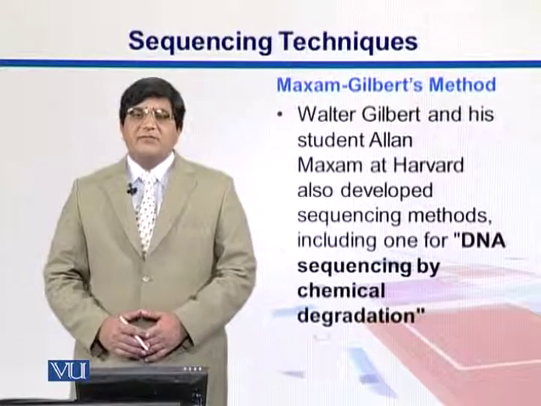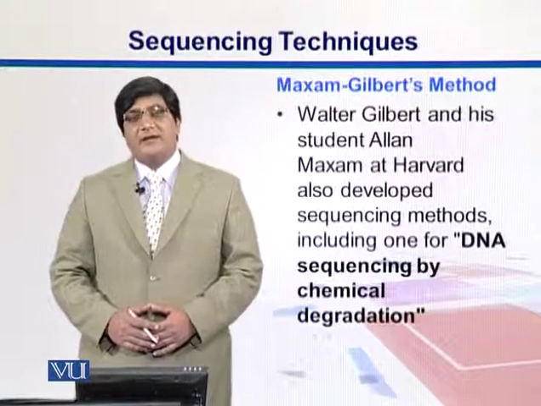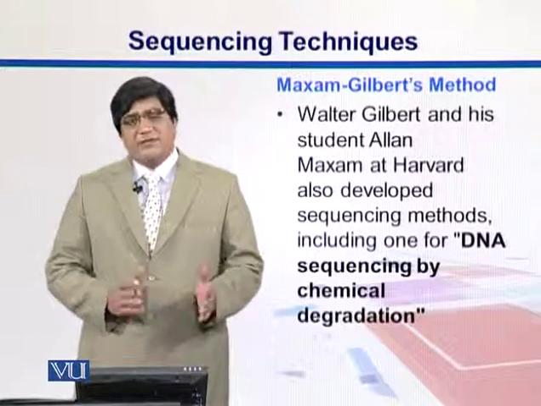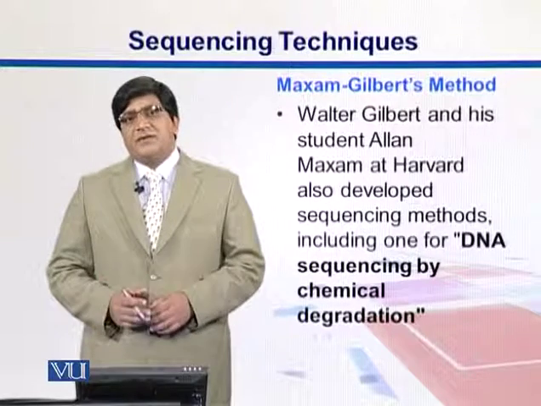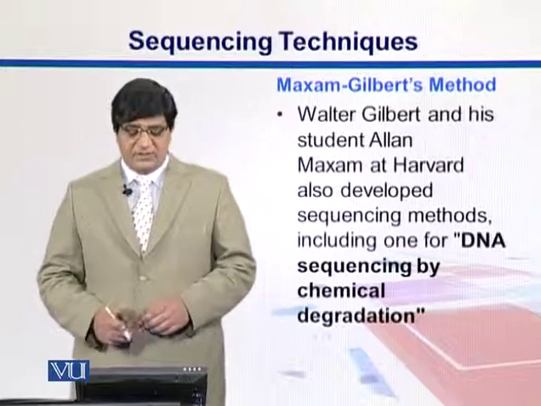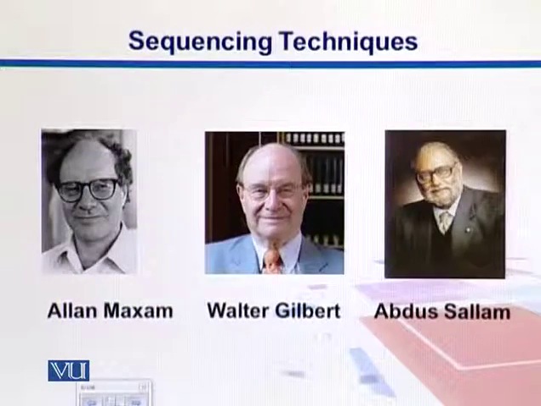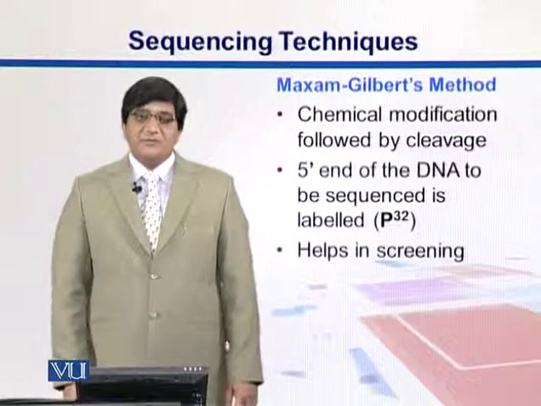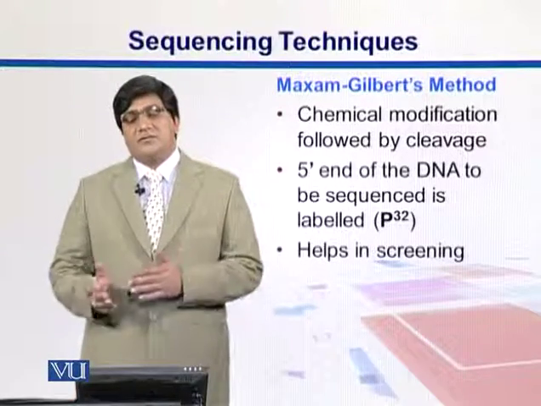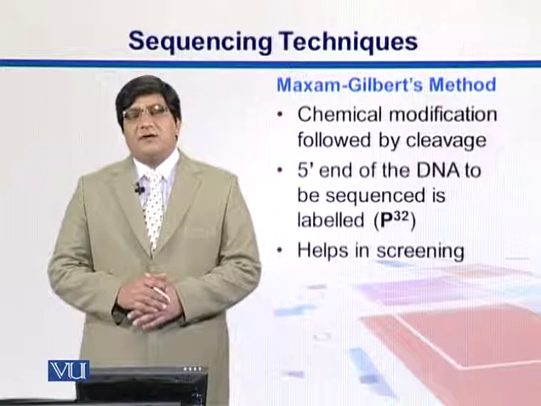Another method of sequencing was presented by Walter Gilbert and his student Alan Maxam while they were at Harvard University, and they have different methods. So one of them which I am presenting today, which became famous, is the DNA sequencing by chemical degradation. So here are their pictures. Alan Maxam, student of Walter Gilbert, and he was student of Abdus Salam, a Nobel laureate, originally belonged to our country Pakistan. In this method, the Maxam-Gilbert method, there is a chemical modification of those nucleotides, which is then followed by their degradation.